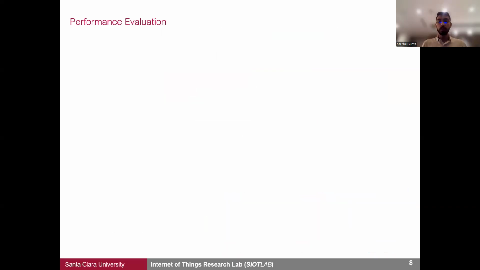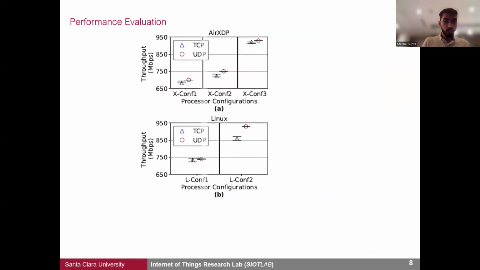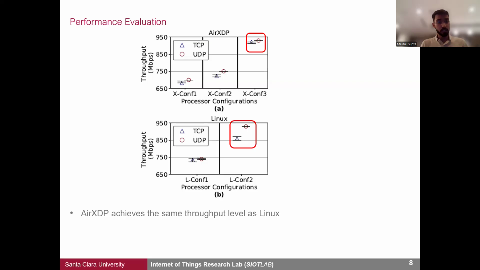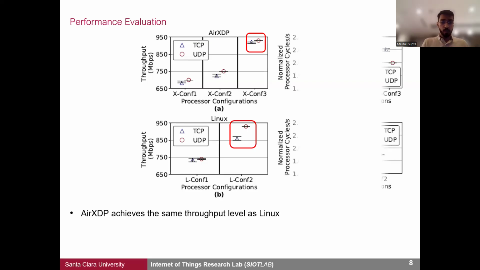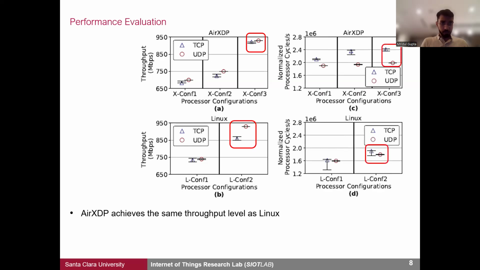Now, we look at some of our performance metrics. Firstly, the throughput. We observe that both AirXDP and the Linux kernel achieve the same throughput level. However, when we look at the processor cycles, we see that AirXDP consumes higher processor cycles. It should be noted that these results are for the Raspberry Pi Compute Module 4.